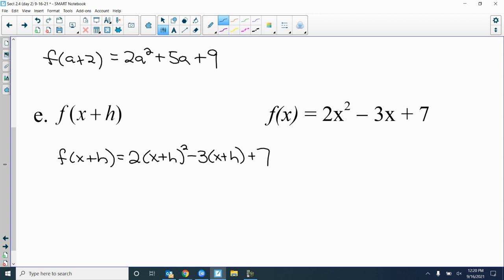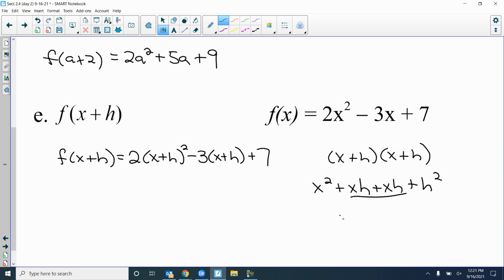I'm going to do that on the side just because this one will come up a lot. And I just want to make sure I'm going to go through it the first time, like do the whole FOIL thing. If you get it the first time, you don't need to necessarily write it out, but I just want to make sure that you see this. X plus h times x plus h. X times x is x squared. X times h is positive xh. H times x is hx, but you can switch the order to keep it the same. I'm going to make it xh. Then h times h is h squared. These two in the middle will add up to get 2xh.